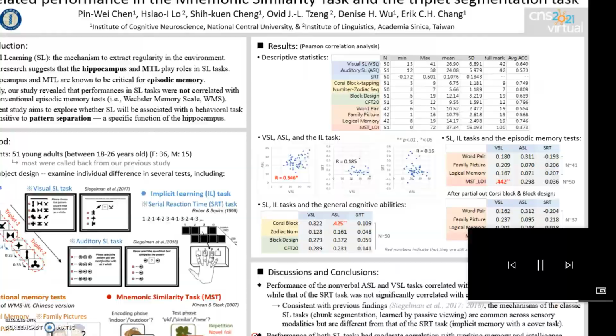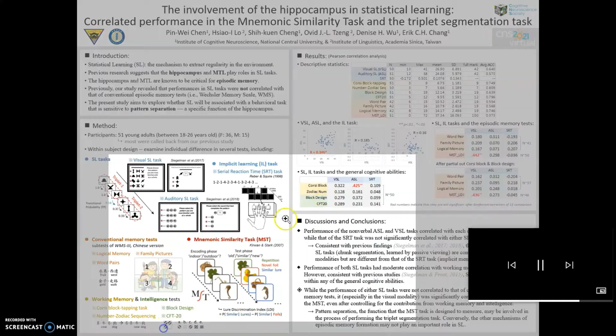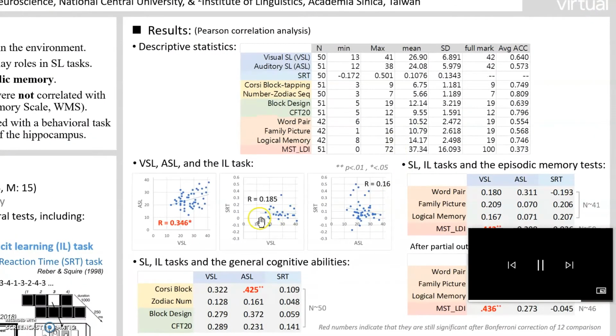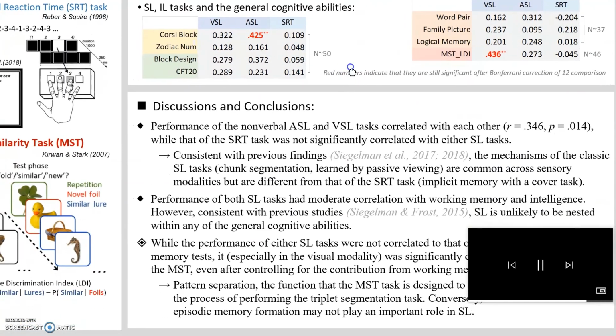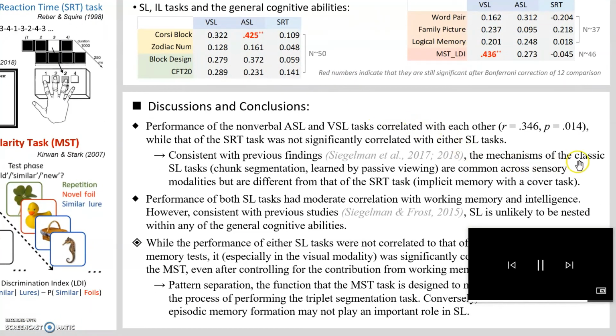Here are the results we got. The conclusion of this scatter plot is almost the same as our previous work. The correlation between the visual and auditory statistical learning tasks was high, while none of them significantly correlated with the serial reaction time task. This suggests that there exists some common mechanism between the 2 statistical learning tasks, even though they use different sensory modalities, whereas it may differ from what the serial reaction time task relies on.